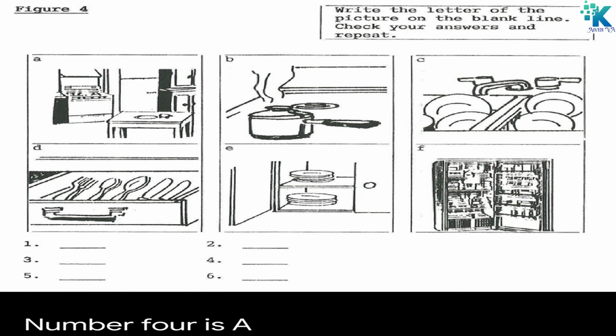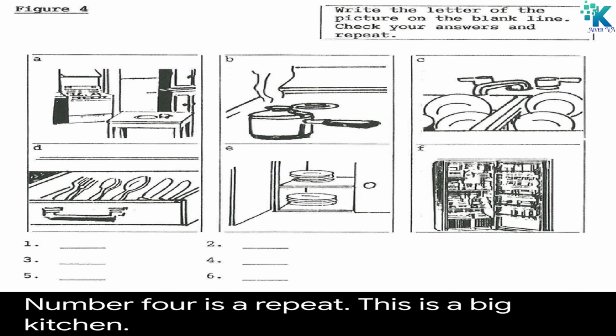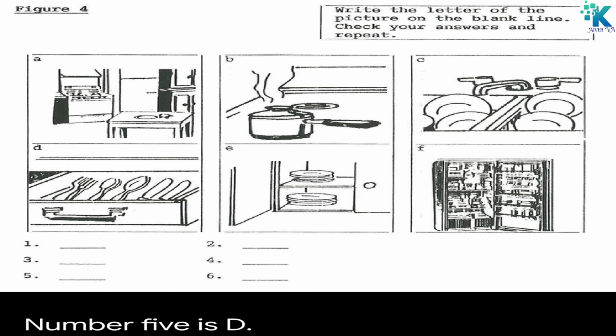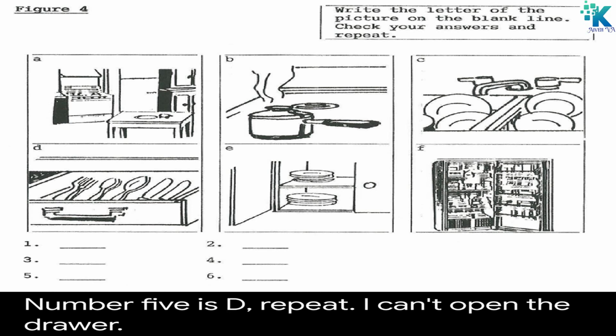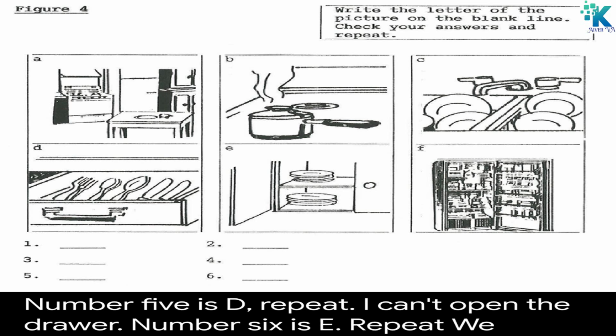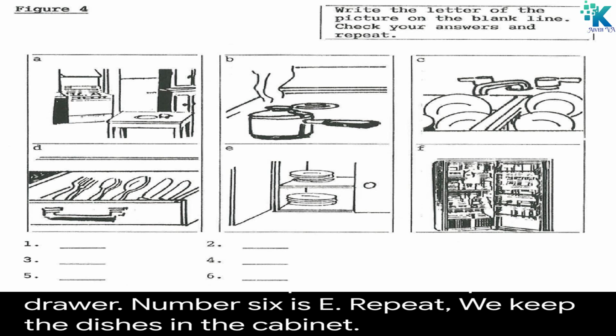Number 4 is A. Repeat. This is a big kitchen. Number 5 is D. Repeat. I can't open the drawer. Number 6 is E. Repeat. We keep the dishes in the cabinet.